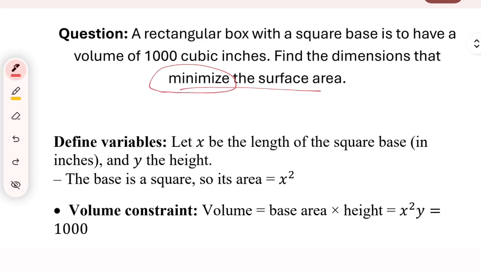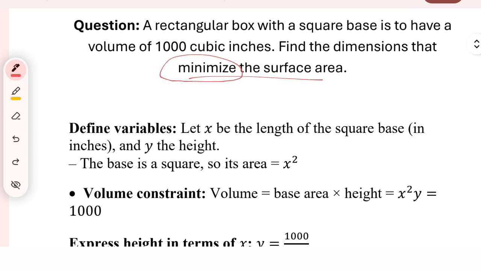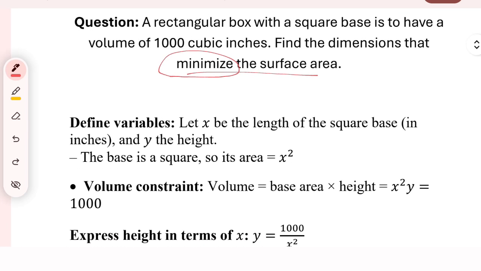All right, let's define the variables. We will let x be the length of the square base. We are given a square base. One of the sides is x and another side of the base is also x. So the same dimensions for the base. And we will let y be the height because we don't know exactly what kind of box it is. It's just a rectangular box and the base is a square, so x and x. But the height of the rectangular box, we will let it be y.